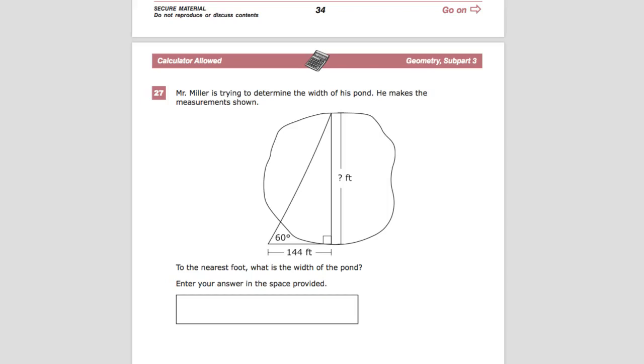This is question number 27 of the Geometry TNReady practice test. Question number 27 says, Mr. Miller is trying to determine the width of his pond, and he makes these measurements. To the nearest foot, what is the width of the pond?